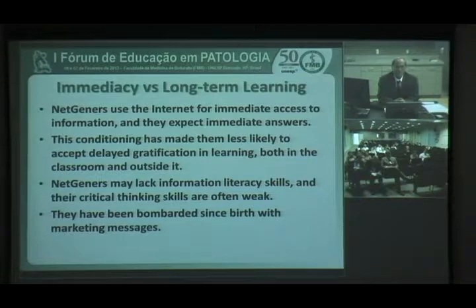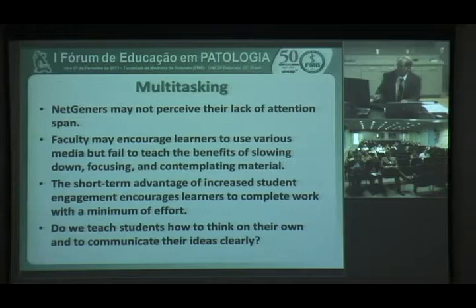But our net gen learners have been bombarded for a long time with lots of different messages. What do they tune out? What do they listen to? I'm not exactly sure I know. What about multitasking? Our current generation may not perceive exactly what the problem is.